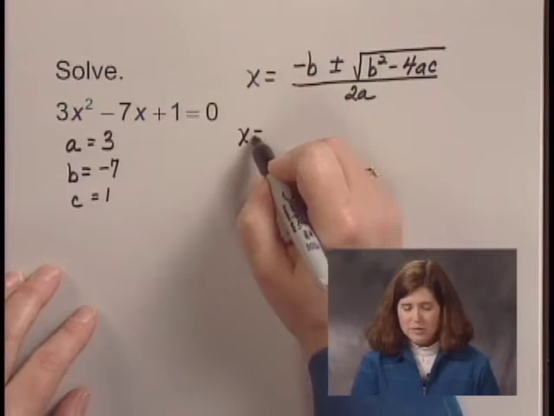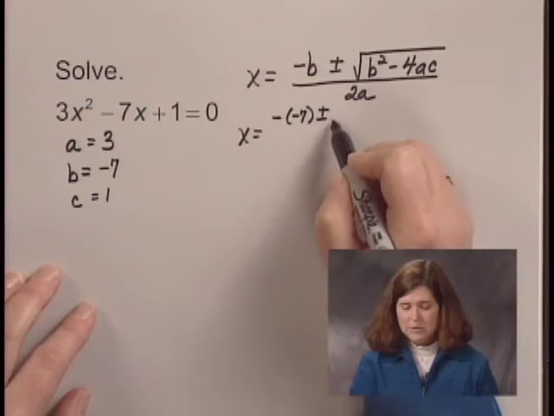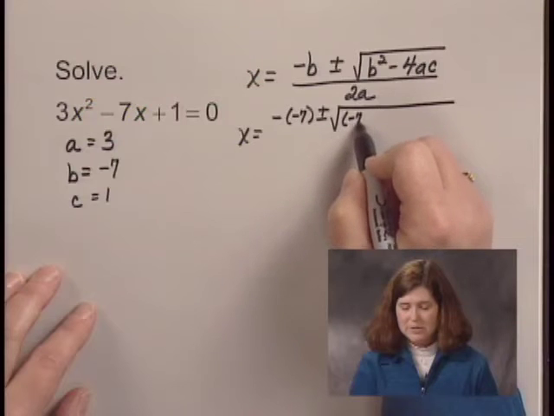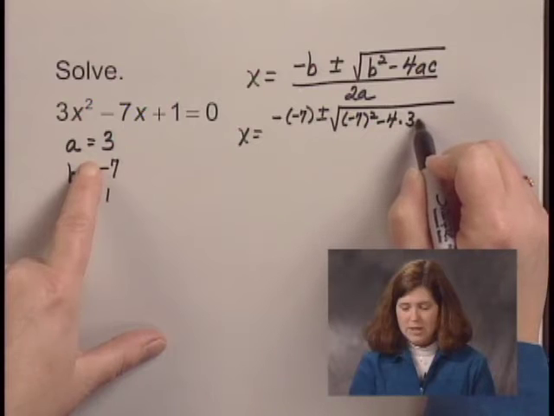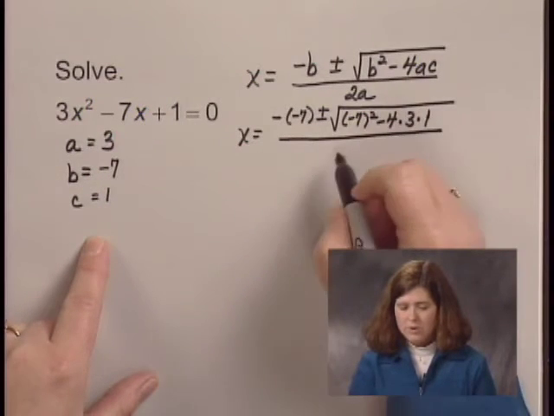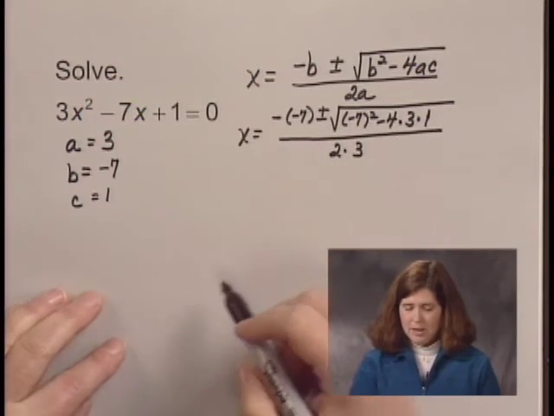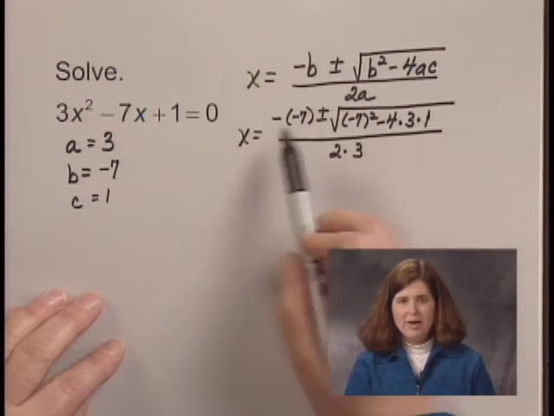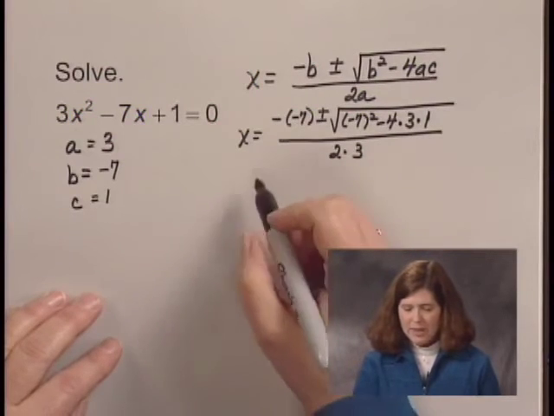I have x equals the opposite of b, or the opposite of negative 7, plus or minus the square root of b squared, which would be negative 7 squared, minus 4 times 3 times 1, all over 2 times 3. Notice where I have substituted a negative number, I put it in parentheses, so I don't have two operation signs next to each other. Then I simplify.